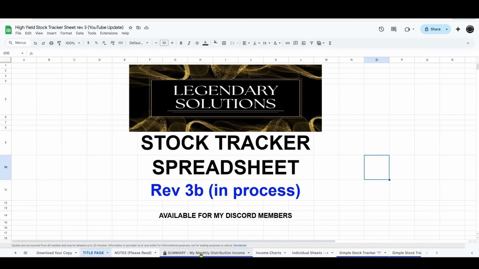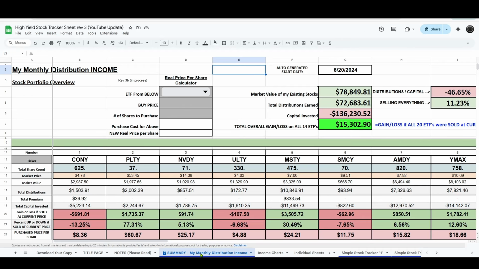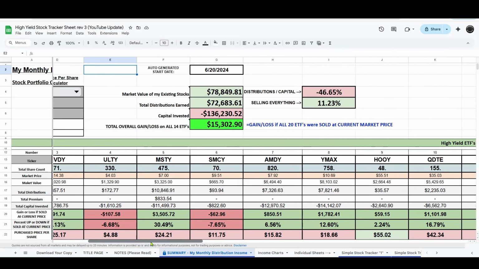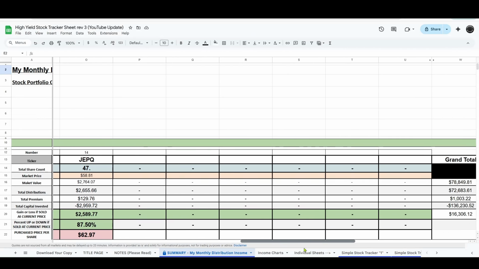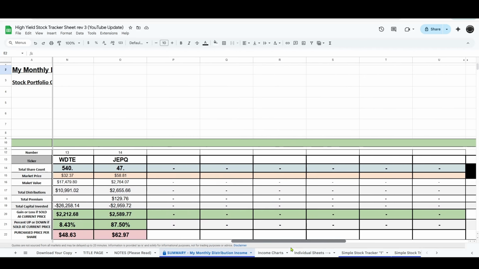Now I wanted to go over and just show my quick little summary here. And this is my summary page. And it shows all of the ETFs that I have. And you can see them. They're just scrolled right across through here. And you've got slots up to a total of 20 ETFs.